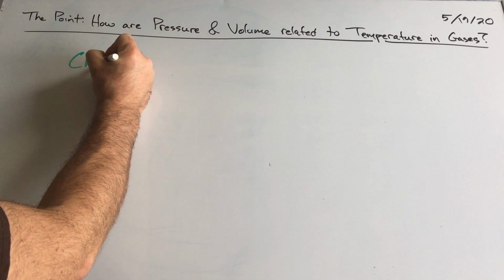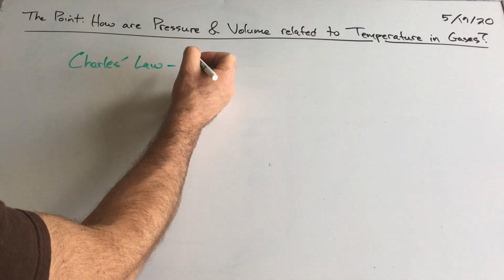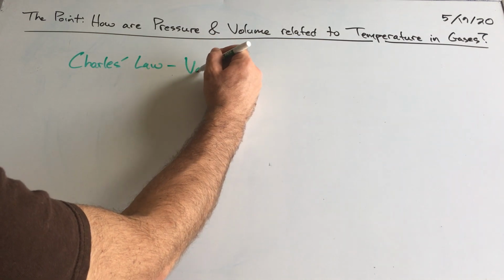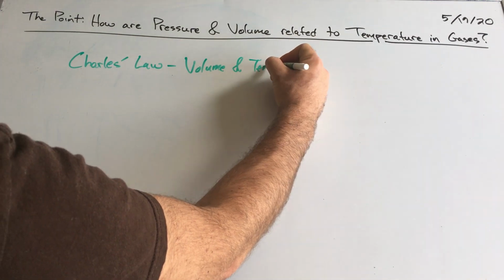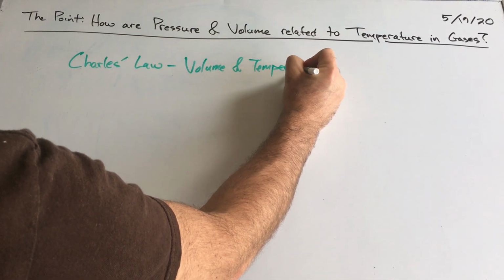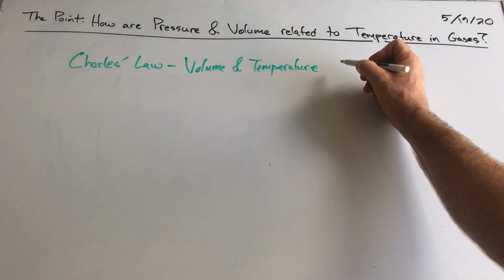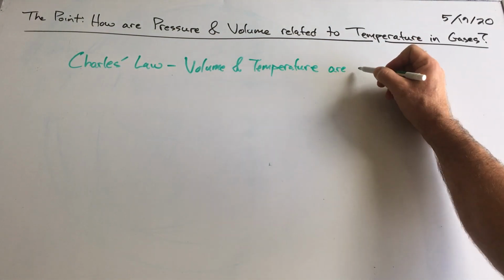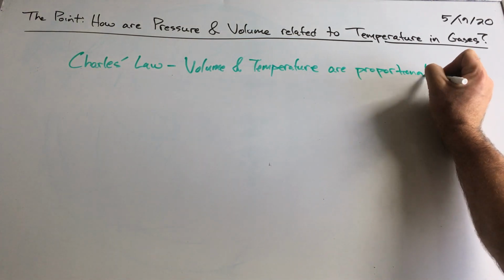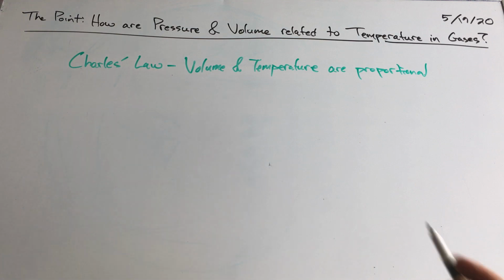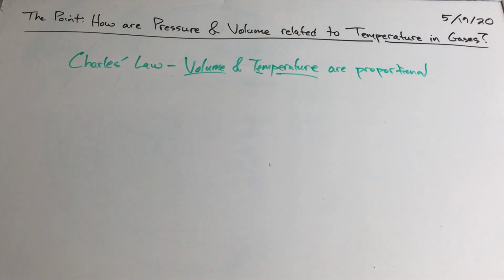Oh, that's right. Charles's law, what he said is that volume and temperature are also proportional. Again, they are directly proportional. So you double one, you double the other. Okay, so we're talking volume and temperature. What does that mean? That's crazy.